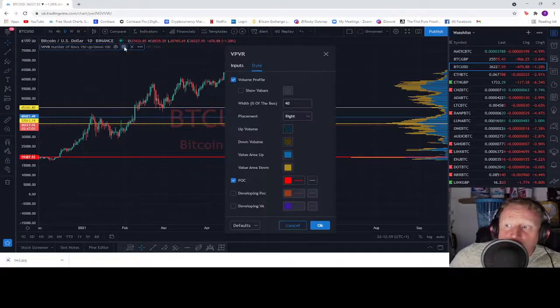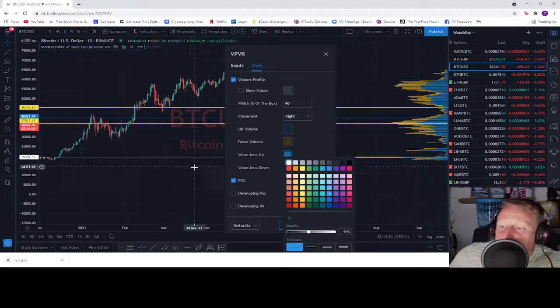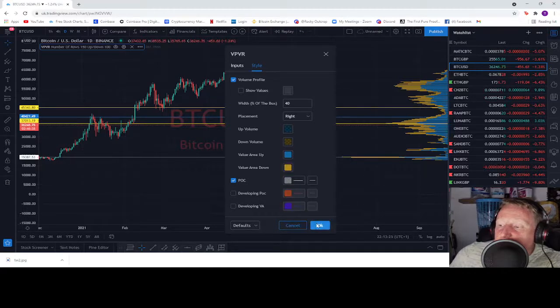do with my settings is find that POC. There it is. Go into it, bring the transparency down a little bit, make it thin, and change the color to something that isn't going to be used very often. A lot of people don't use white. It's a black background at the minute. They don't use white, so that's what I'm going to go with, and then I'm going to press OK.